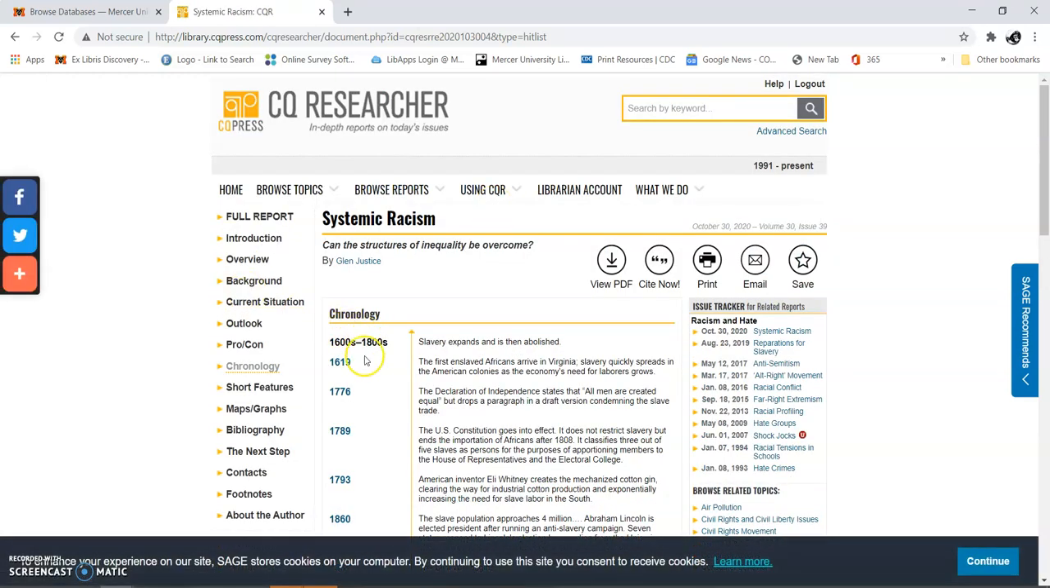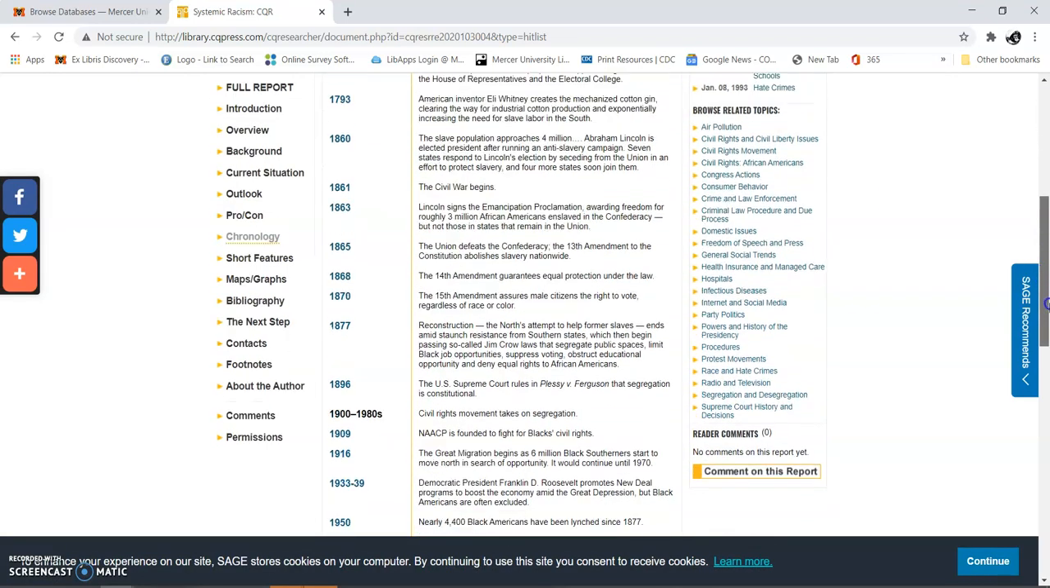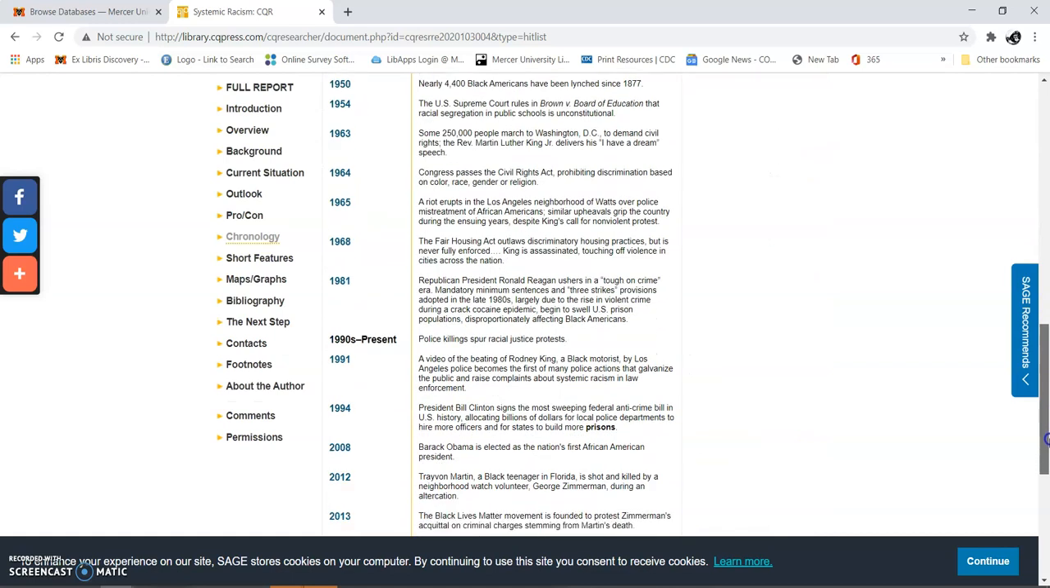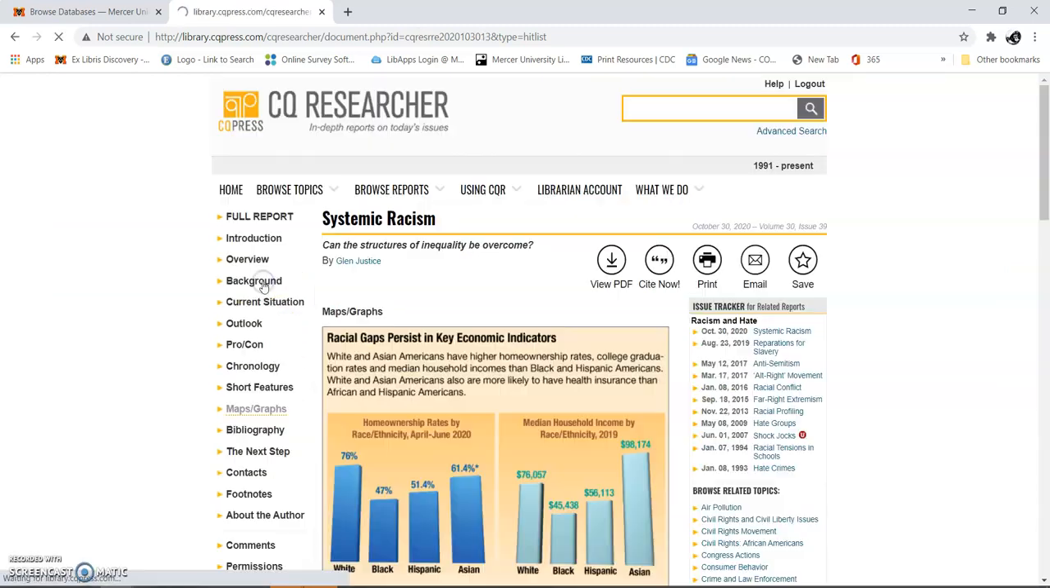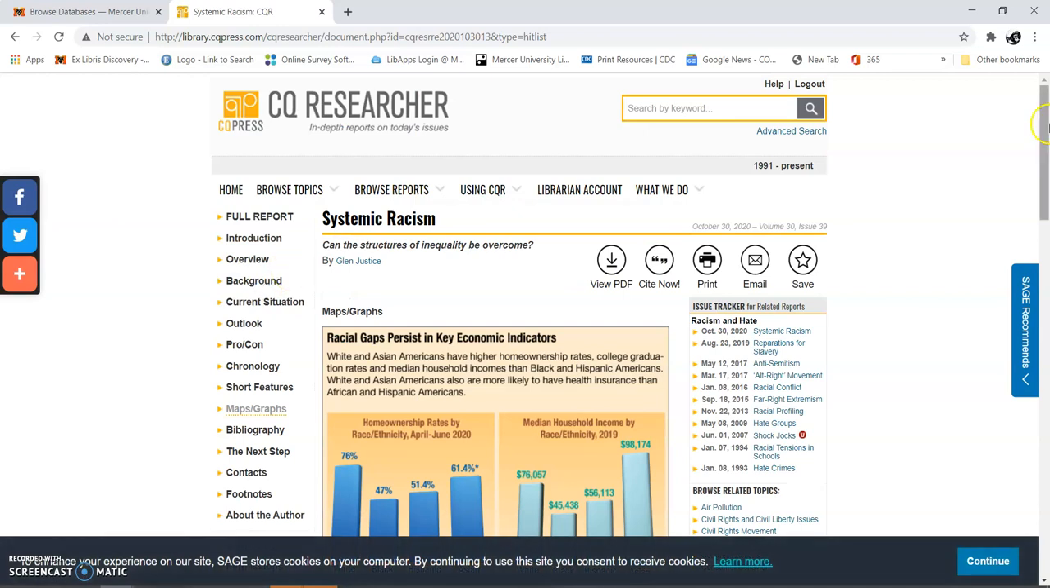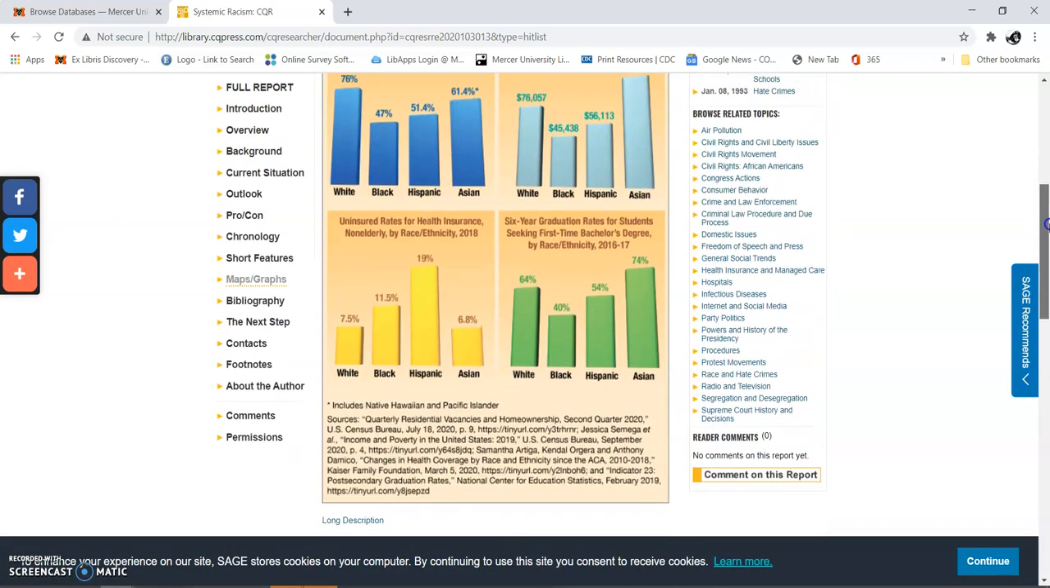it goes all the way back, 1619. And you can read different points in here. It's really kind of good. Gives you a nice little history there. And here's some maps and graphs. And I really like this feature. You can use this in your papers because these are facts.